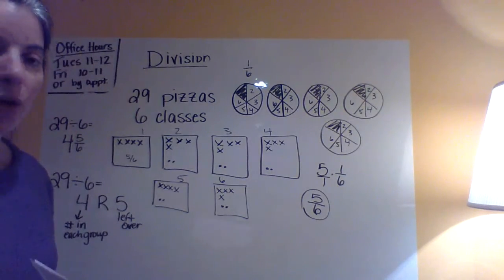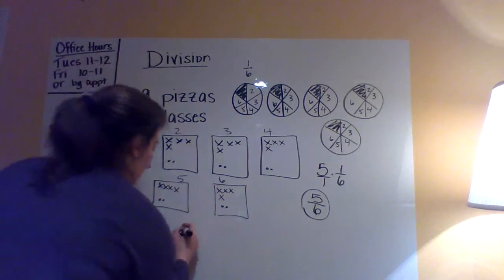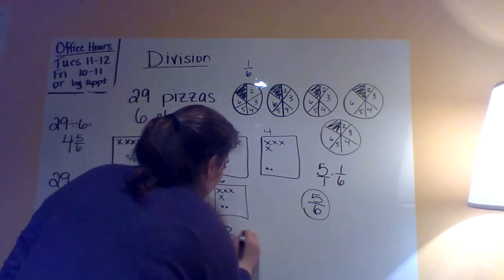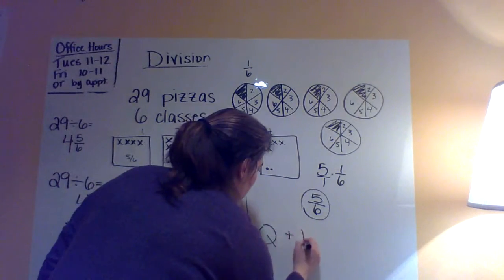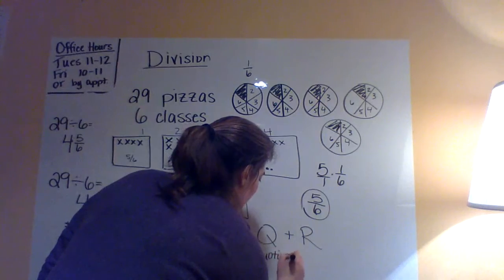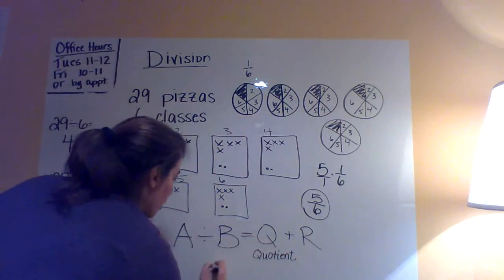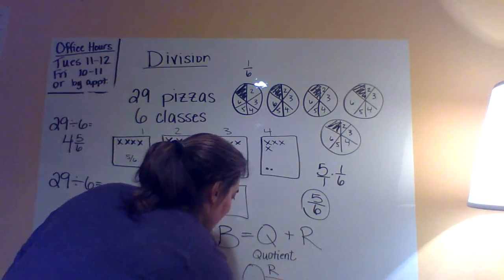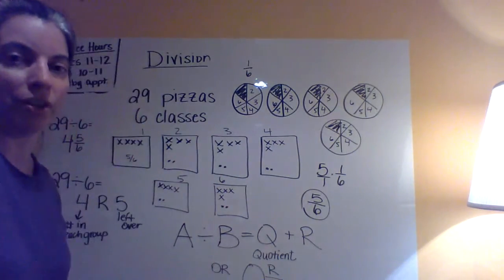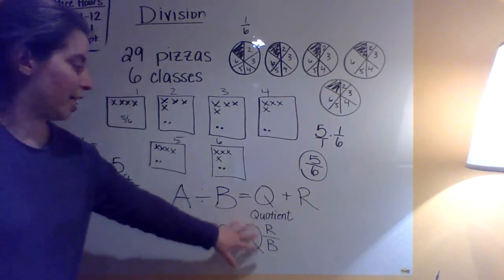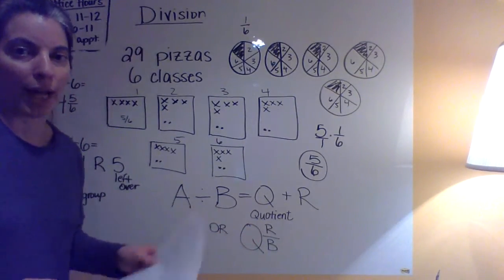All right, so kind of overall the way we can write that is if we have A divided by B, it's going to equal the quotient, that's the name of the answer, plus the remainder. Or we could write it as the quotient with the remainder over this number that's the divisor. So 4 and 5/6.